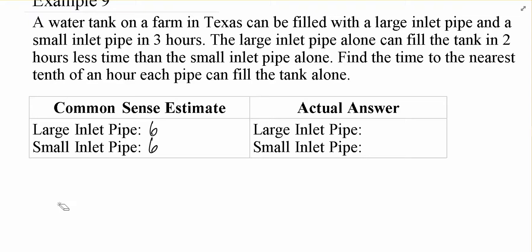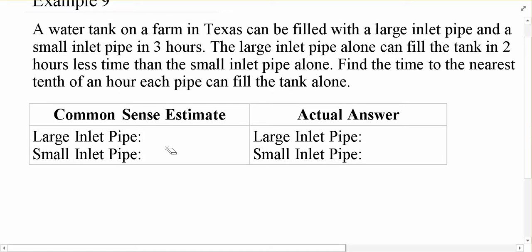If we are looking at their time alone, it's got to be more than when they're working together, not less. It wouldn't make sense that alone they can do it even quicker. Now, that's our start, but that's not actually going to be our common sense estimate, because the large one is faster. It's taking less time. So it's going to be a little less than 6 for the large inlet pipe, but that means the small one needs to be even more. So maybe 5 and 7, something along those lines, because that is a 2-hour difference, but the large one can do it quicker.